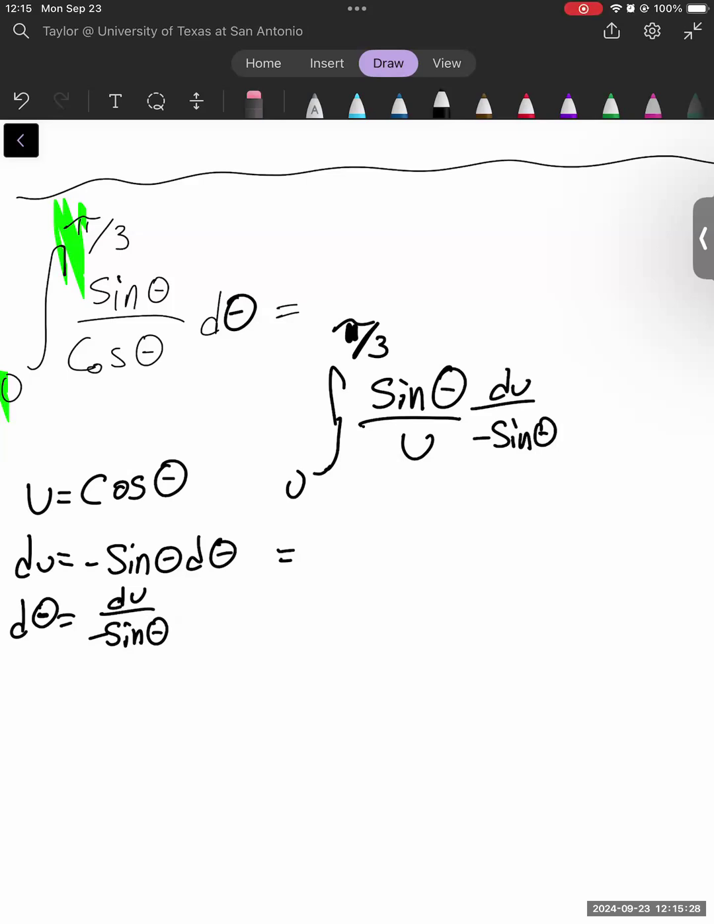Next thing we can do, I'm going to cancel these two terms out. But don't forget, we still have this negative sign here. So I'm just going to pull it out and put it in front of my integral. So then we get the integral from 0 to pi over 3 of du over u, or I guess I'll rewrite this in a more standard form, 1 over u du. So what's next? What do we get for this integral?